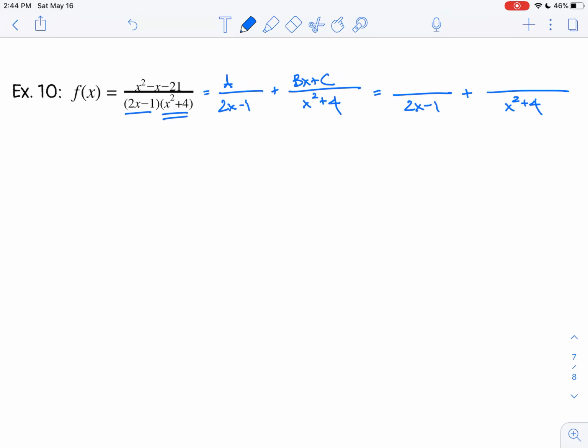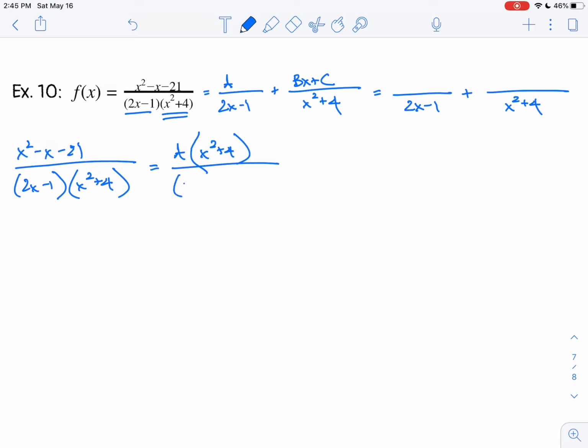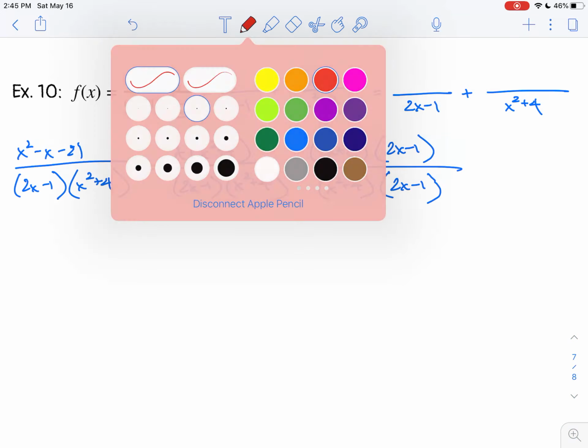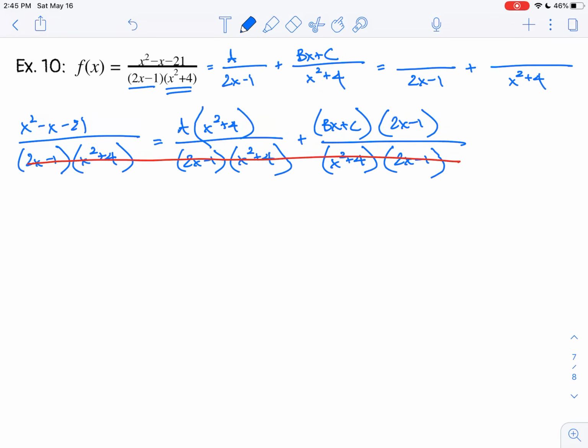Okay. All right, let's find that common denominator. So I'm going to go ahead and say that x squared minus x minus 21 over 2x minus 1 times x squared plus 4 equals a times x squared plus 4 over 2x minus 1 times x squared plus 4. Okay, so that makes my common denominator, plus bx plus c times 2x minus 1 over x squared plus 4 times 2x minus 1. All the denominators are the same, so get rid of them. And let's see what we have left.